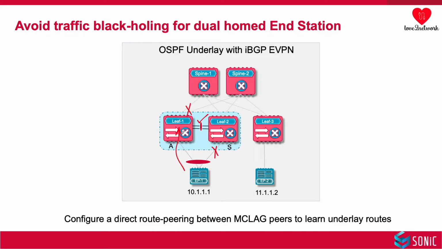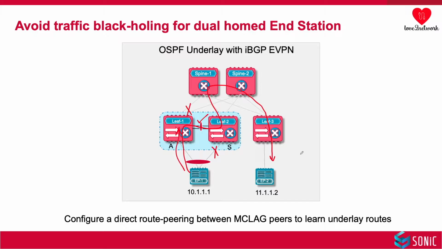Simply create a direct OSPF pairing between leaf 1 and leaf 2 so they can learn underlay routes over this peer link as well. Now your traffic from endpoint 1 can seamlessly reach endpoint 2 through leaf 2. But is this the most optimal path?